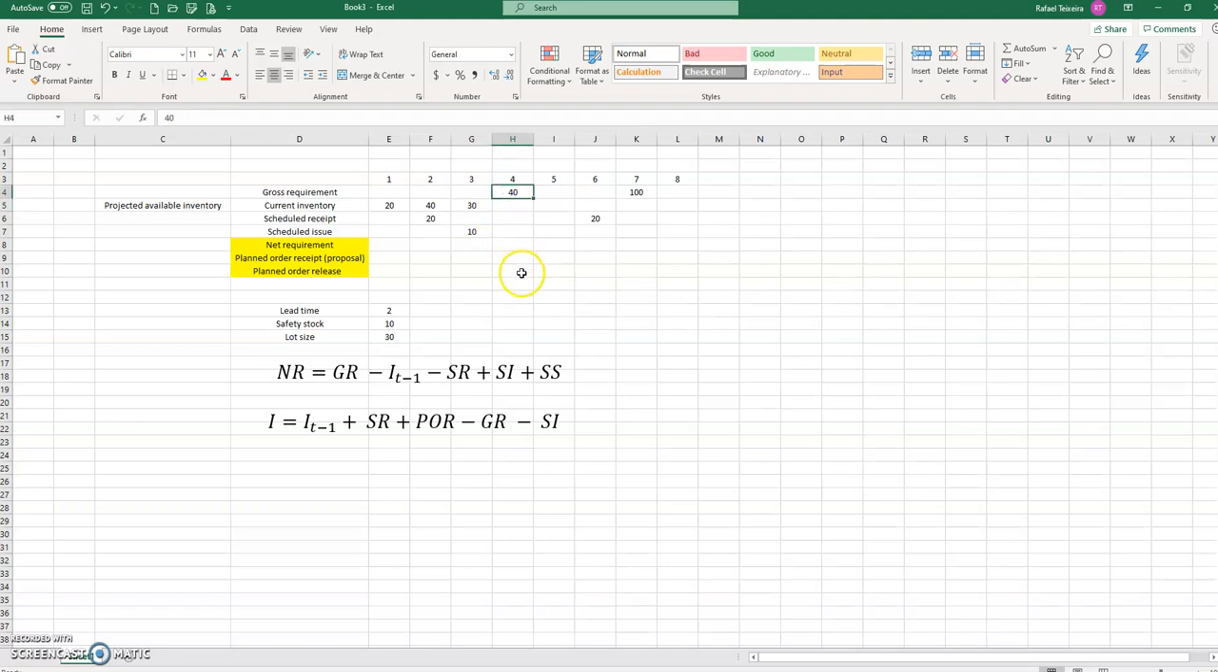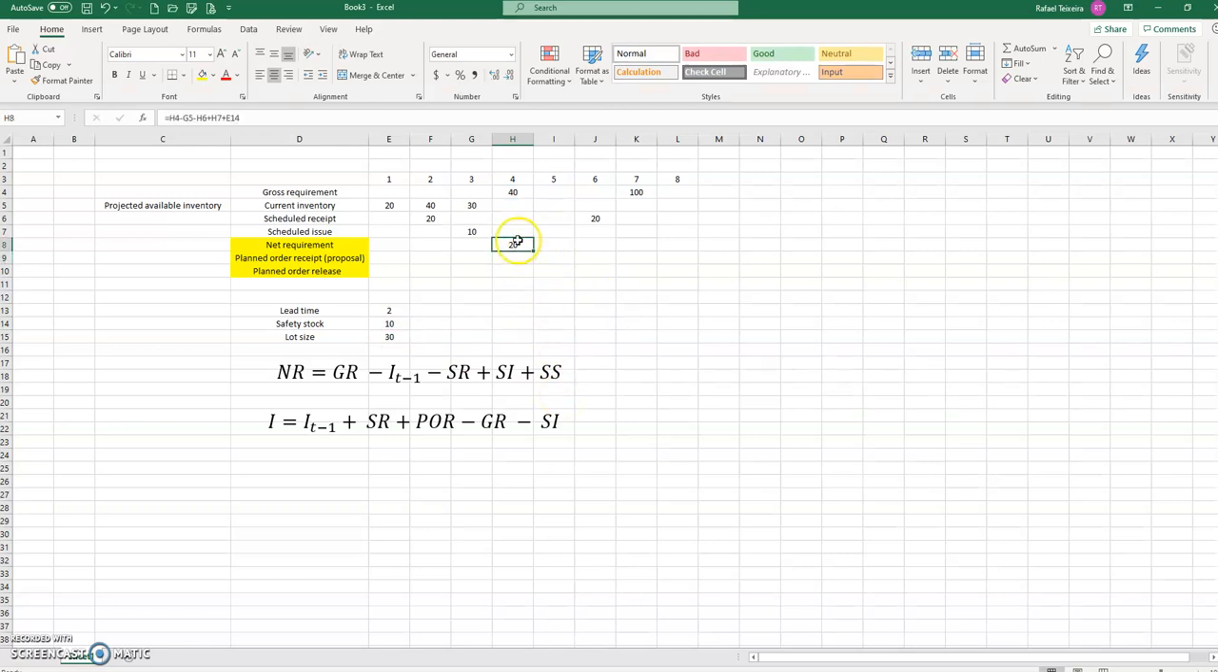Now we have a gross requirement of 40. So how much will my net requirement be? My net requirement will be equal to my gross requirement minus my previous inventory, which is what I have at hand in week 4, minus anything that I get in terms of scheduled receipt, plus everything that I'm using as scheduled issue, and also safety stock. Okay, so that's my net requirement.